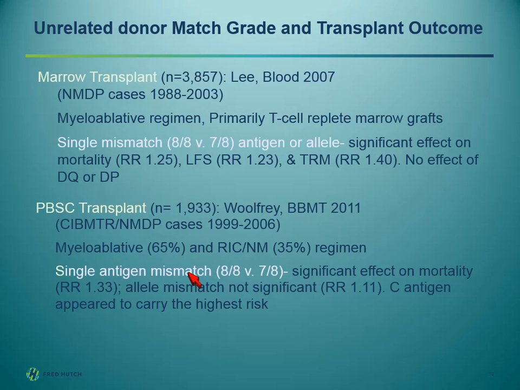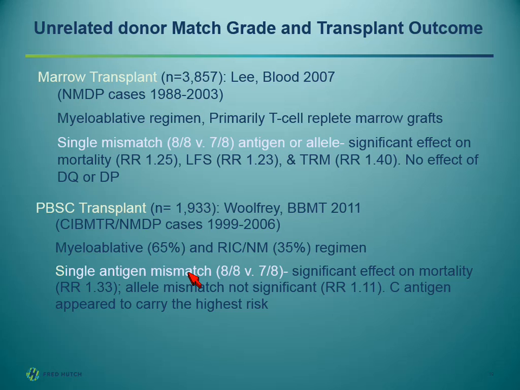And then match grade is key. So this is what I was telling you. Don't be deluded to think an allele level mismatch is as good as, or better than, an antigen mismatch. And Dr. Lee published this data in mainly lower risk marrow transplants. That was updated by Dr. Wolfrey, which again showed that mismatching, even for a single allele, had an impact on mortality. So mismatching is bad, but if you don't have an option, it's probably better than not transplanting at all.